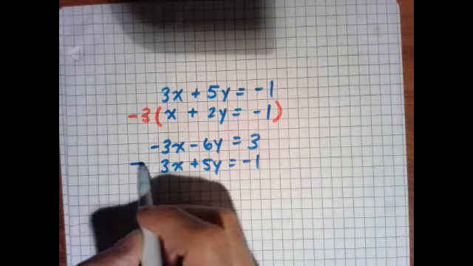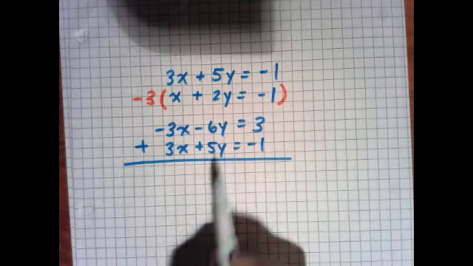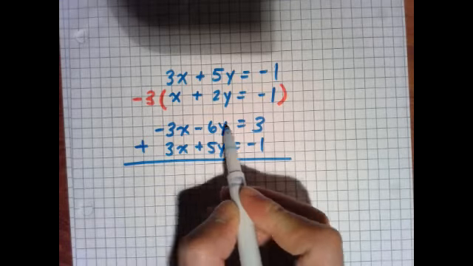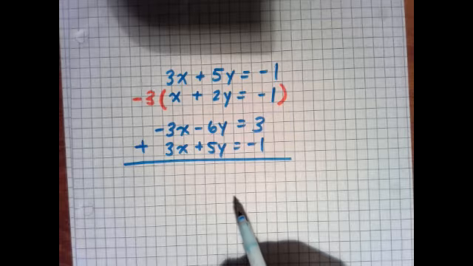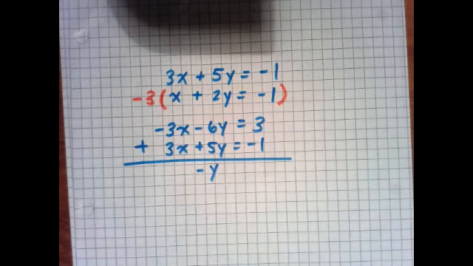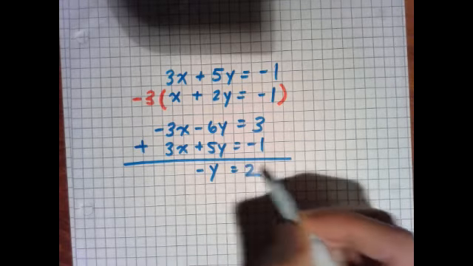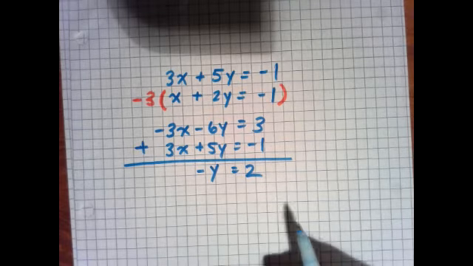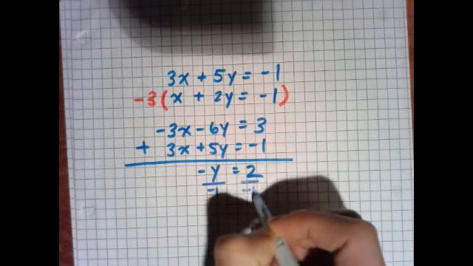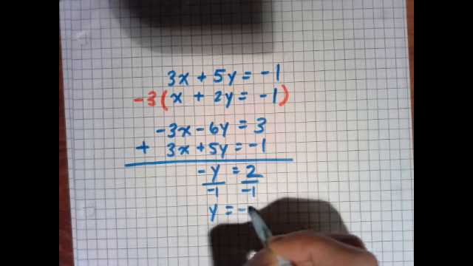Then I'm going to add these two equations together to combine. Negative 3x plus positive 3x, that's 0. So we got rid of the x's. Negative 6y plus positive 5y is negative 1y, or just negative y, equals 3 plus negative 1, that's 2. So negative y is equal to 2. I want positive y all by itself, so I'm going to divide both sides by negative 1. Positive y is equal to 2 divided by negative 1, which is negative 2.